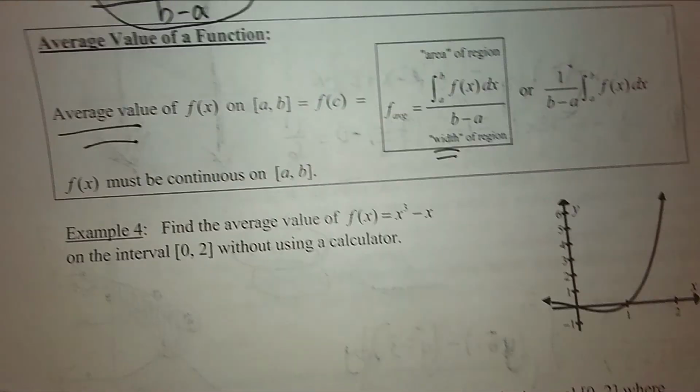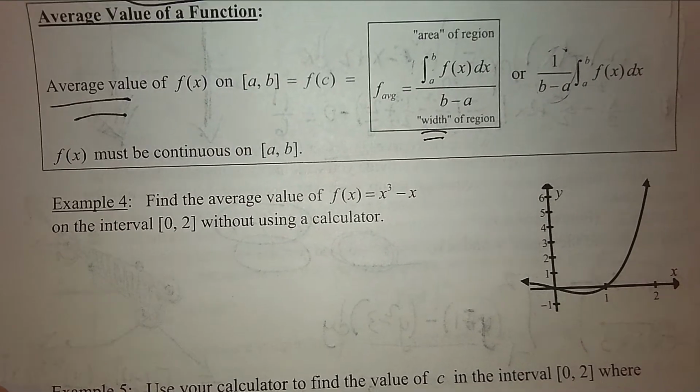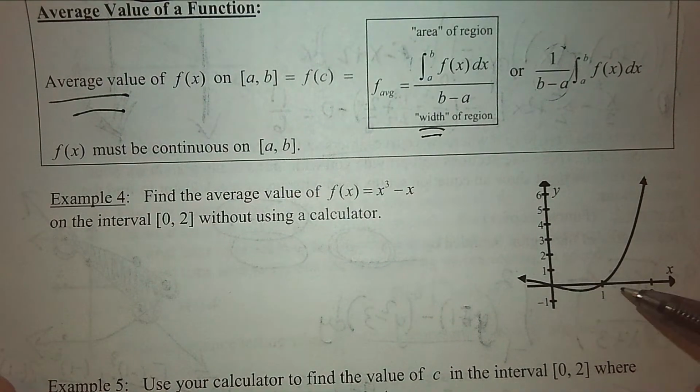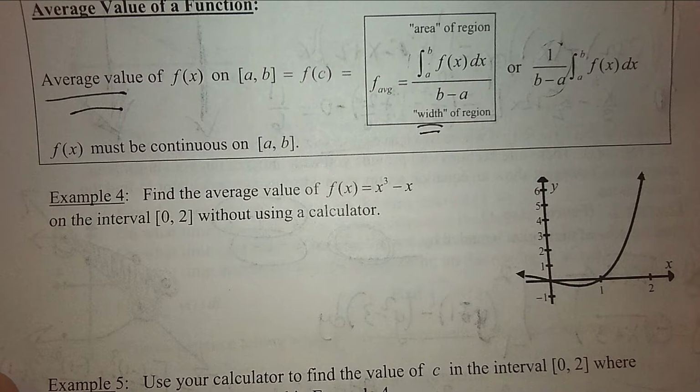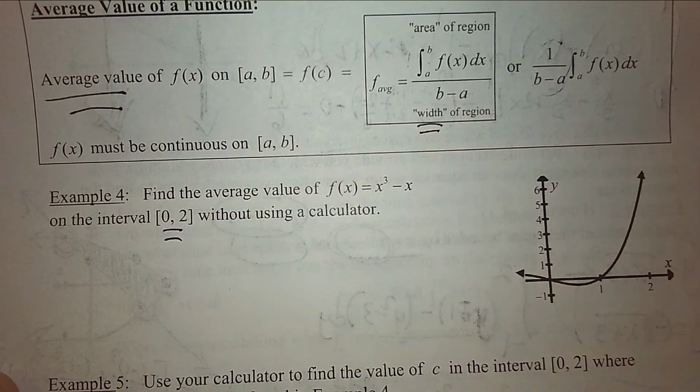So example 4, find the average value of this function. What am I asked for? Average value. What's the average y values, the average output? If you looked at every single y value in that bound, what's the average y value? We're going to go from 0 to 2.